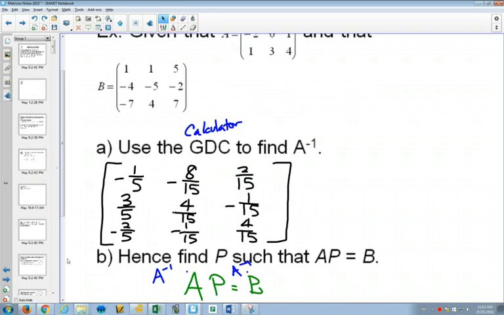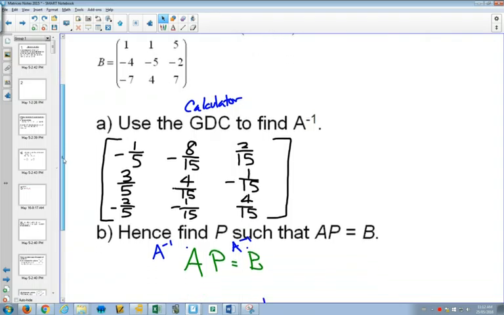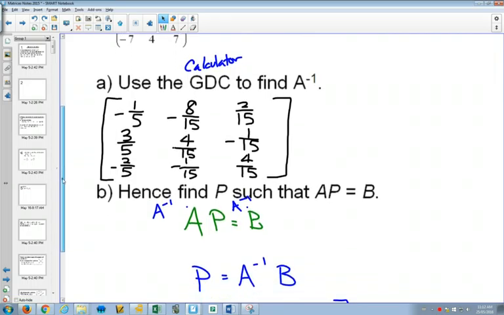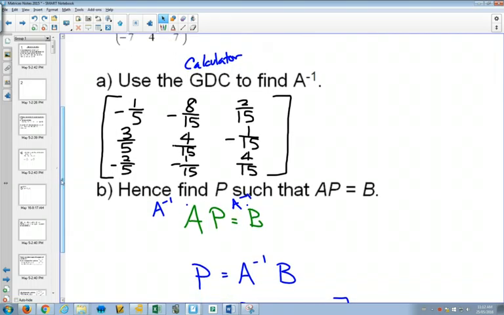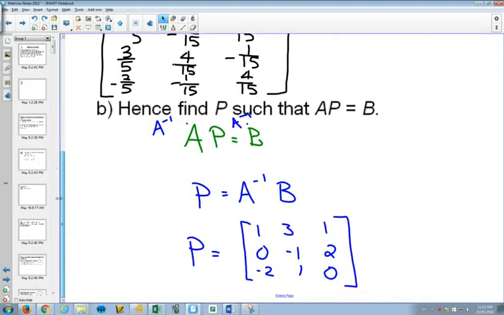So in order to solve for P, the only way that you can get rid of this A is by multiplying by an A inverse. And if you multiply by A inverse in the front of the equation on the left side, you have to multiply by A inverse on the front of the equation on the other side. That will get P all by itself to equal A inverse times B. And typing that into your calculator, you should have got 1, 3, 1, 0, negative 1, 2, negative 2, 1, 0.